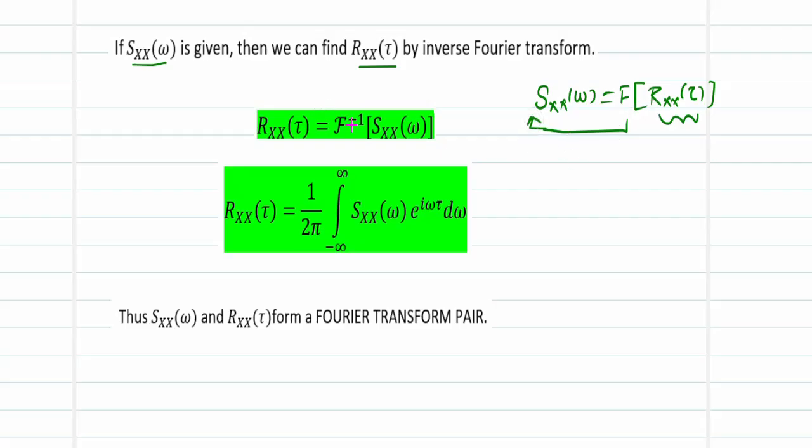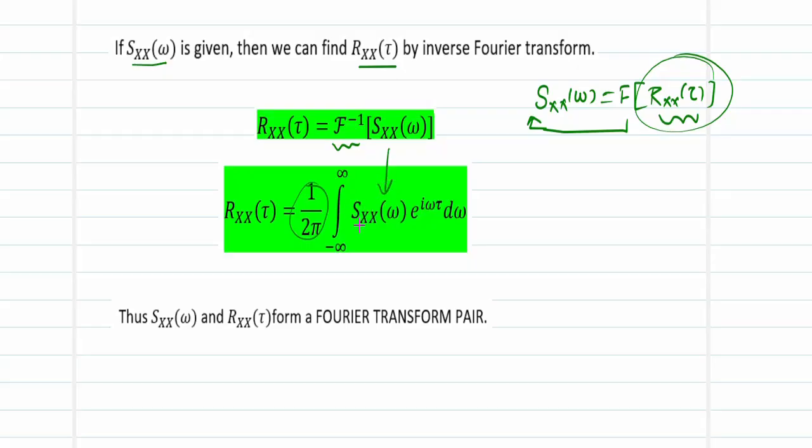So this Rxx of tau will now be equal to the Fourier inverse operator of Sxx of omega. It's not actually going to the opposite side; what you do is operate by an inverse operator. So how to define the inverse Fourier? Inverse Fourier has a 1 by 2 pi, the constant part in front. The integration is still the same, from minus infinity to infinity.